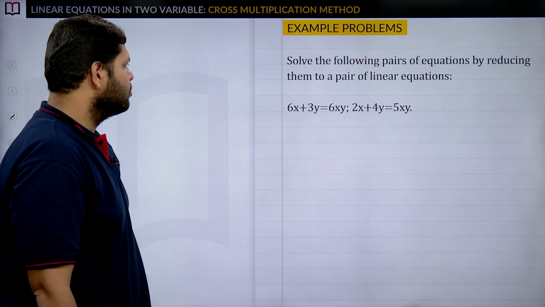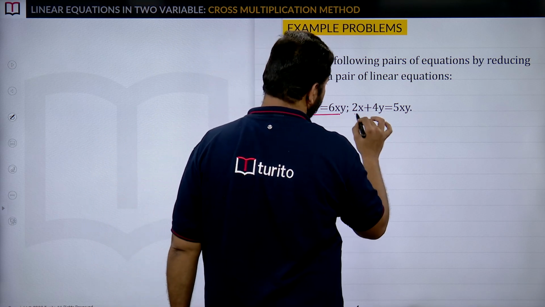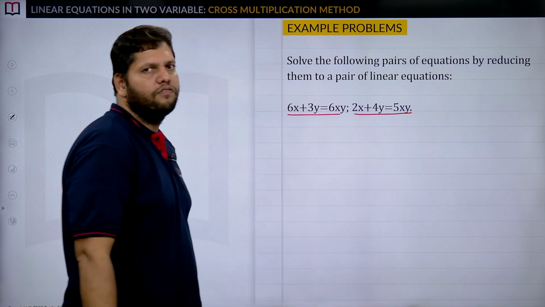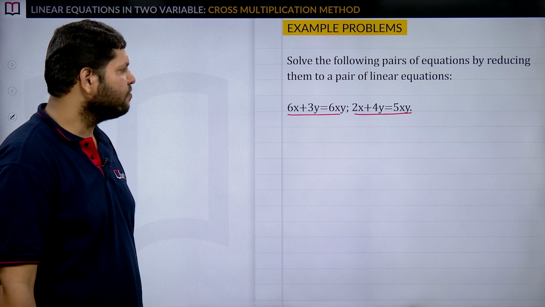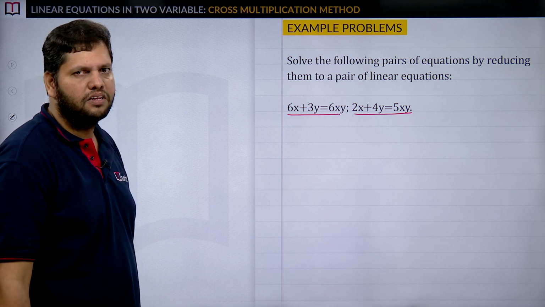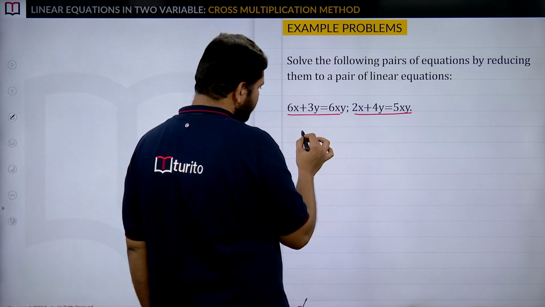Now, children, see another question. 6x plus 3y is equal to 6xy and 2x plus 4y is equal to 5xy. Children, it is not in the standard form, isn't it? Again, we have to bring it into a standard form. So, what I am doing, children? I am bringing this xy to this side.